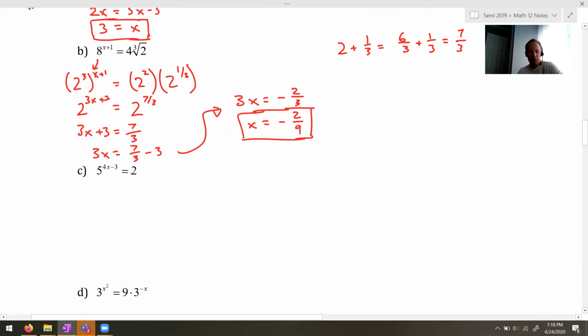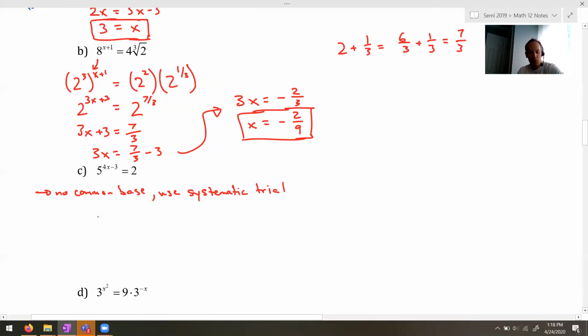5 to the 4x minus 3 equals 2. Now, is there any kind of base I can express 5 as so it's going to be the same as 2? And really, there isn't. So what we're going to say is there's no common base here. So the best way we could solve this is we could either graph this and find it on Desmos, but if we don't have Desmos handy, we're going to use that idea of systematic trial. So basically guess and check.